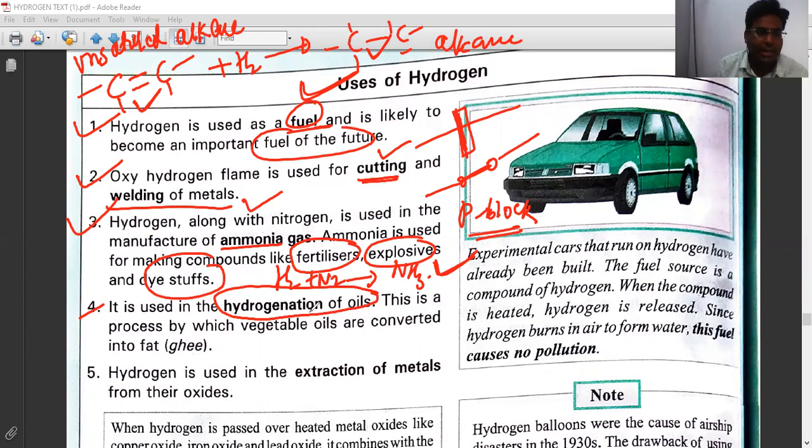Next, it is a process by which vegetable oils are converted into fats. By this process we convert vegetable oil into fats or ghee. So that's why we are getting so many kinds of ghee, na. That ghee is not naturally formed, it is artificially formed now.